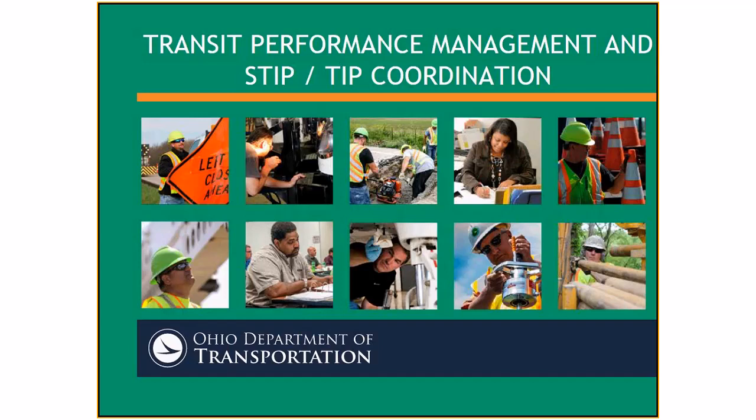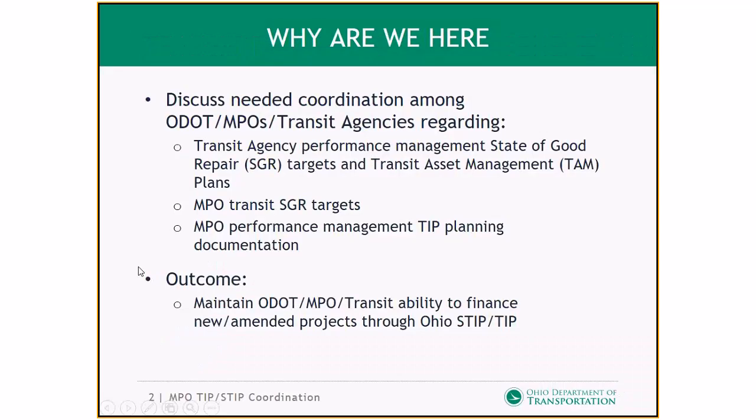ODOT's principal interest in this effort is, again, to maintain our ability to finance new and amended projects through the Ohio STIP TIP. Leading to that, we need to focus on a couple of things. We're going to focus on the asset management plans and the State of Good Repair targets, the MPO's responses to the transit agency's State of Good Repair targets, and then again the planning documentation that MPOs need to put together related to the transportation improvement programs for each of the MPO regions.